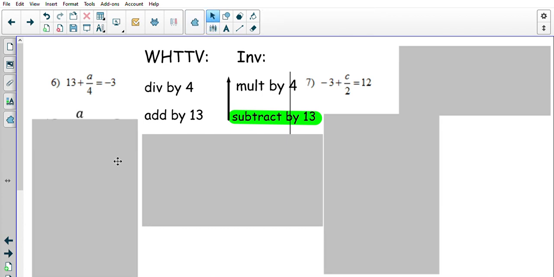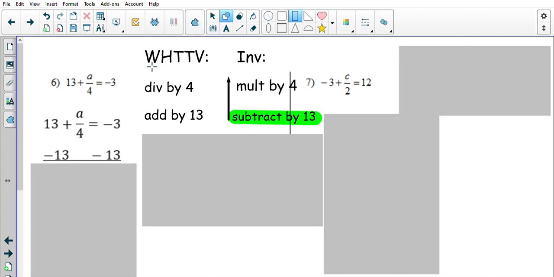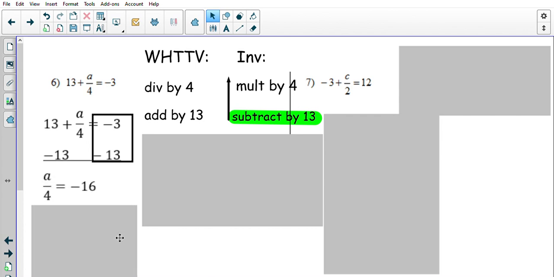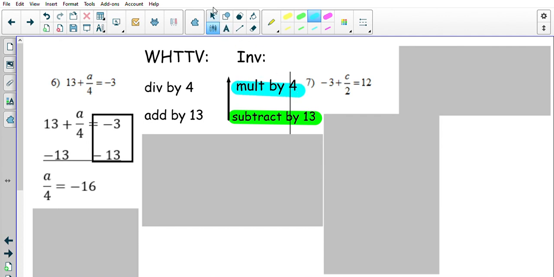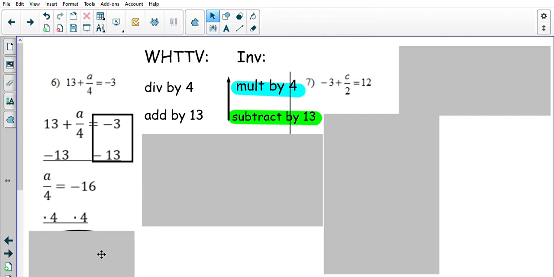So let's do that. Now be careful with this. You're plugging into your calculator. I am going to box this in. Negative 3 minus 13. That should get you a over 4 equals negative 16. And then we are going to multiply both sides by 4. So let's show that. Multiply by 4 on the left and the right. Do negative 16 times 4, and we will get a equals negative 64 for our solution.